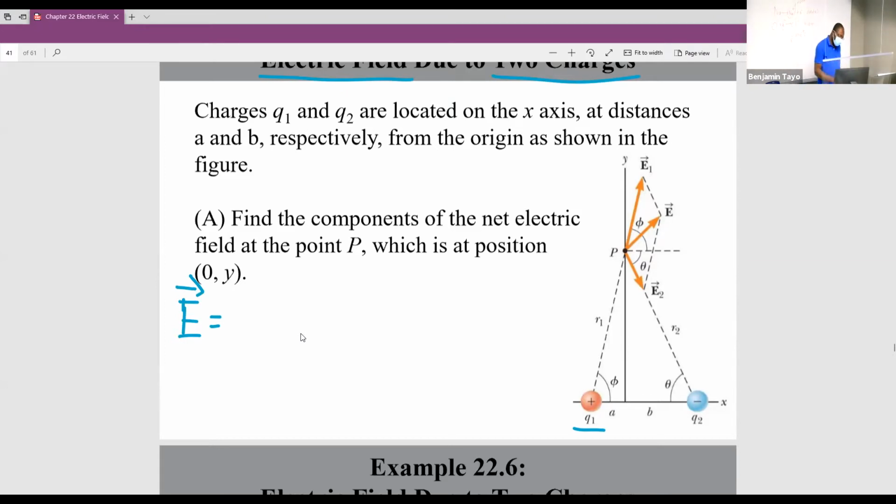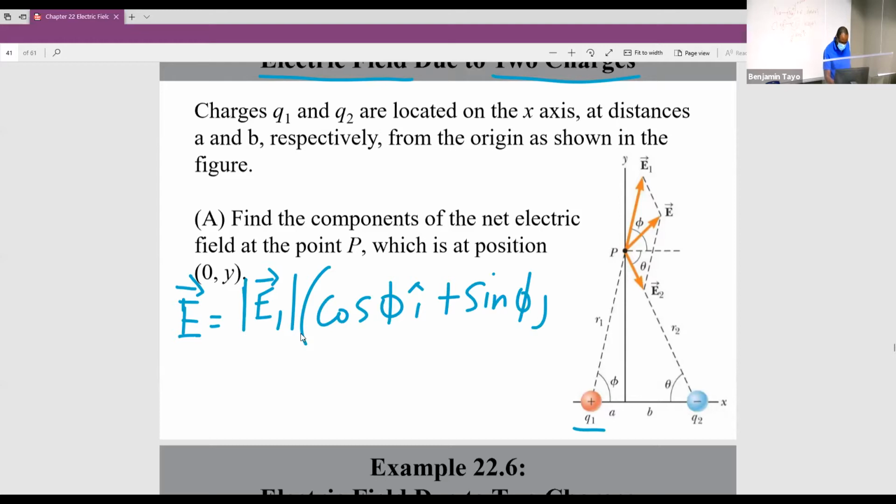So first, I calculate the magnitude of vector E1. And then I write it as... now, do you guys see where the cosine and the sine come from? Because E1 makes this angle phi with respect to the x-axis. So I can write the x and y components as cosine of phi plus sine of phi.